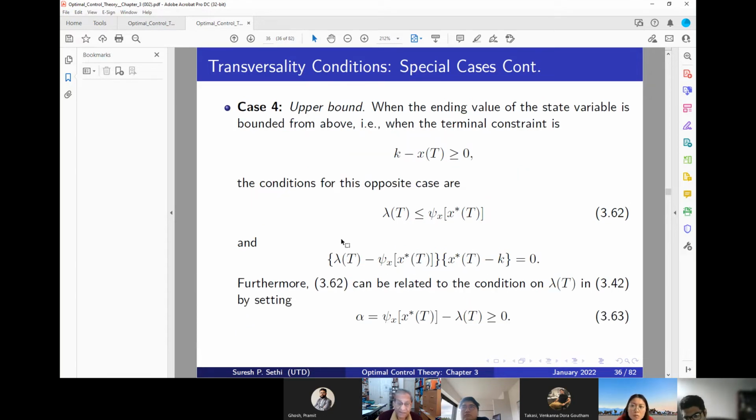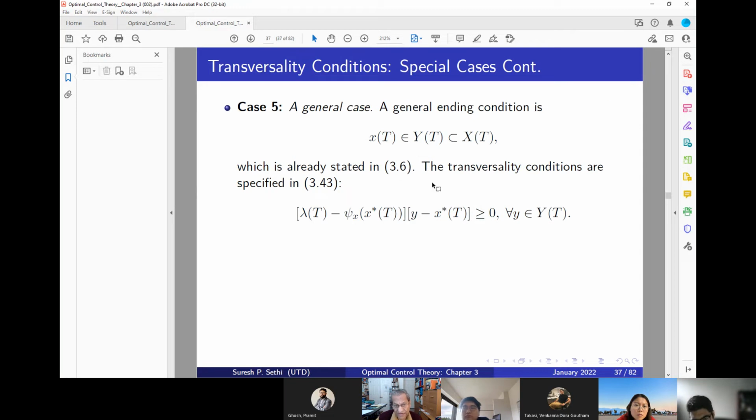The upper bound is just the opposite. So I don't want to spend time on it. You can always ask me a question and I can do it. And the general case, again, comes back to the same general case. We had this condition before. So it is the same as 3.4, 3.6.